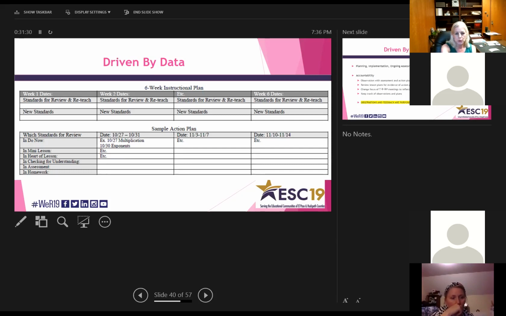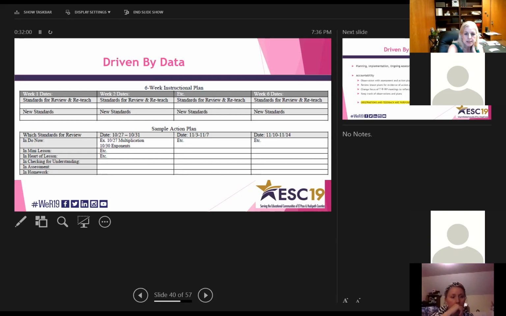Then what do I do as far as the standards review? In this particular lesson model, they do a do now, which some people call a bell ringer or introductory activity. What do I do in my mini lesson? What do I do in the heart of my lesson? How do I check for understanding? What's my assessment and what's my homework? In your do now is when you oftentimes bring in those standards to review and reteach, in the quick, short first 5-10 minutes of class.